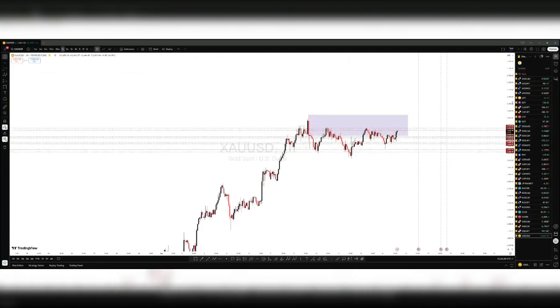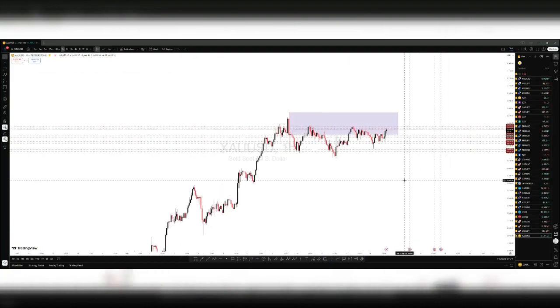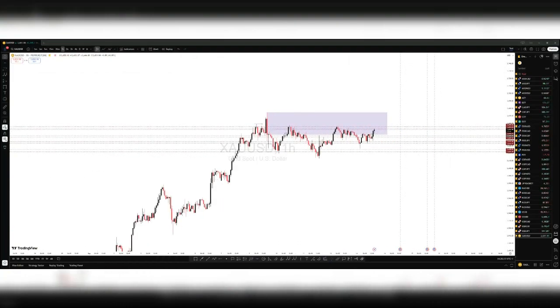So until price breaks above this zone, we are still safe. We can still maintain a bearish sentiment on gold.